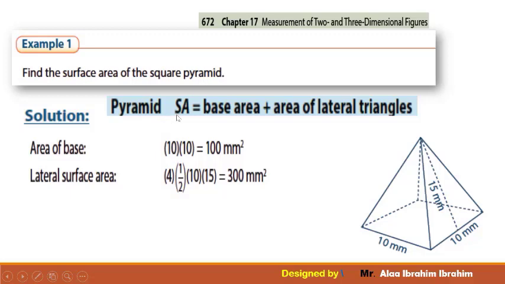So the pyramid surface area. The surface area means all the surface area we have here. So this means I have 5 faces. The base we already have, and the 4 triangles we multiply by 4 times half base times height. So my final rule or formula for pyramid surface area: we find the base area first, then we find the area of the lateral triangles, meaning the 4 triangles. So we add them together to find the surface area. So 100 plus 300 is 400.